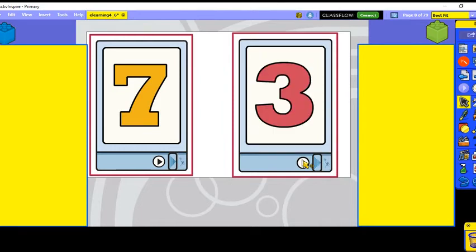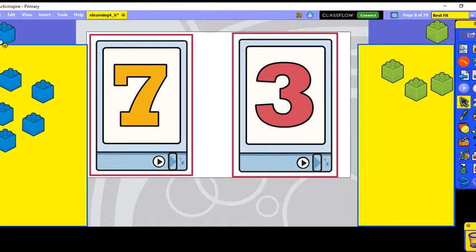Okay, we got 7 and 3 this time. So 3 over here. Should have kept my 7 over here. 1, 2, 3, 4, 5, 6, 7. Okay, so let's start going this way. 7, is 7 more or less than 3? Which one is more? 7 or 3? 7 is more. So let's go this way. 7 is more than 3. Now let's look at 3. Is 3 more or less than 7? 3 is less than 7.